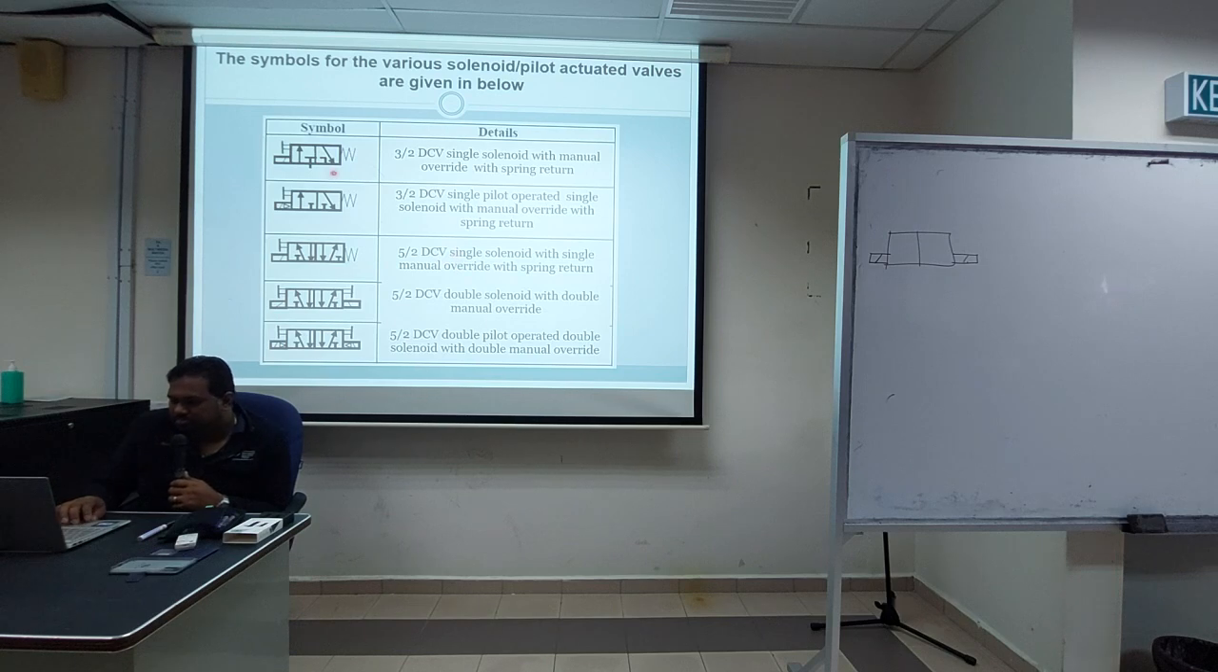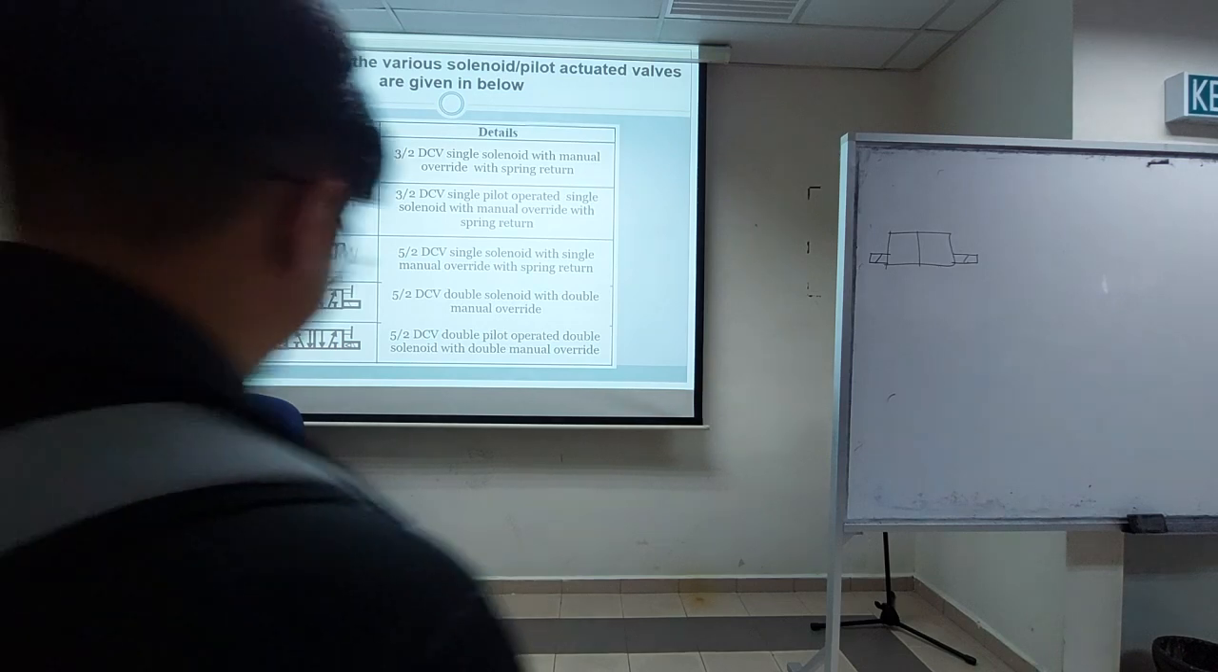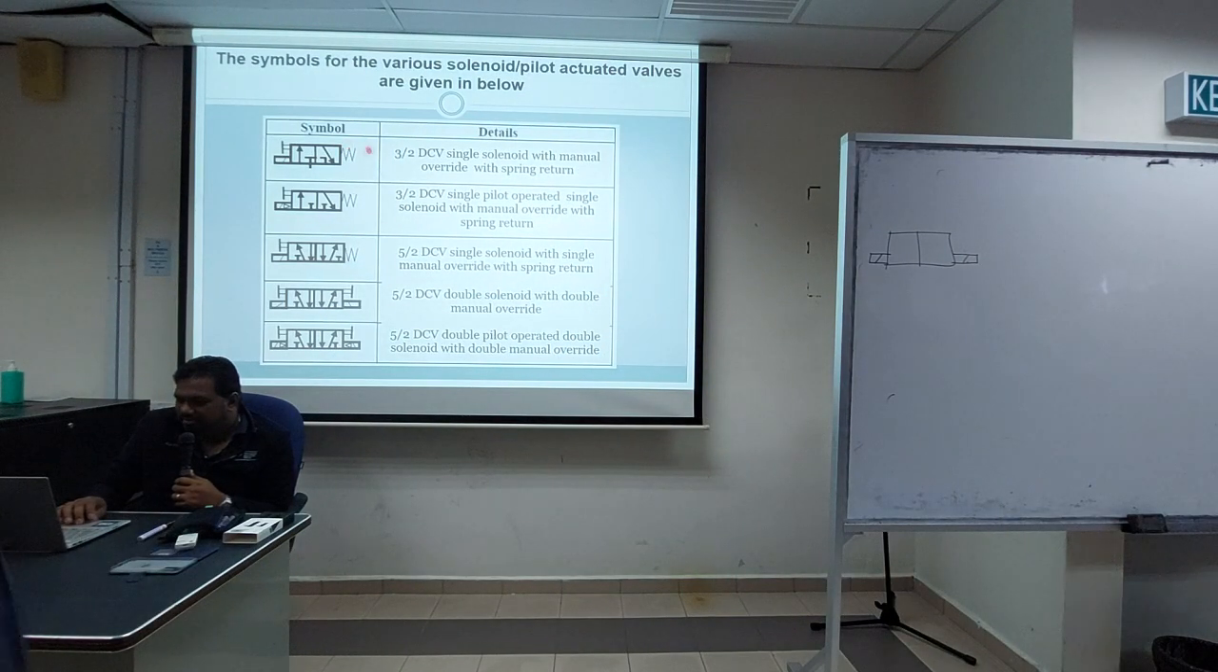Then ini adalah manual override yang ada dekat atas ni. So manual override maksudnya switch that is connected to the direction control valve and with spring return. Ada spring dekat sini. Okay, so please go through all the symbols.